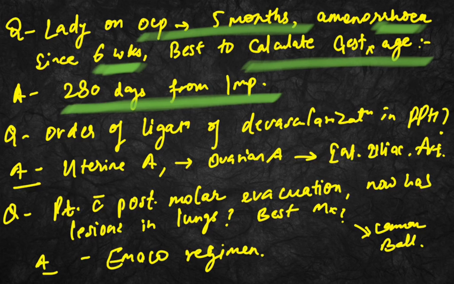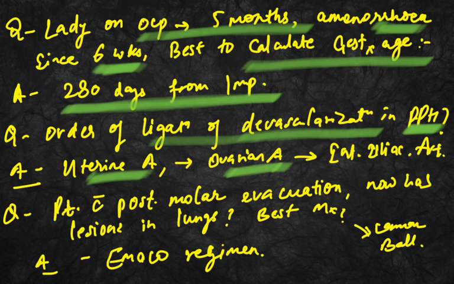Now, order of ligation of vascular arteries in PPH. So what is the order for ligation? This is also very easy. First uterine arteries and ovarian arteries, because the uterine artery is very easy to ligate, then the ovarian artery, and then the internal iliac artery is ligated.